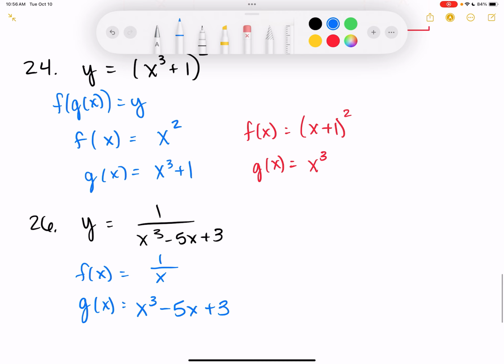So a lot of times we say anything in parentheses, anything in a denominator, things in an exponent, those are the things that I'm looking for to say, this is my inner function.